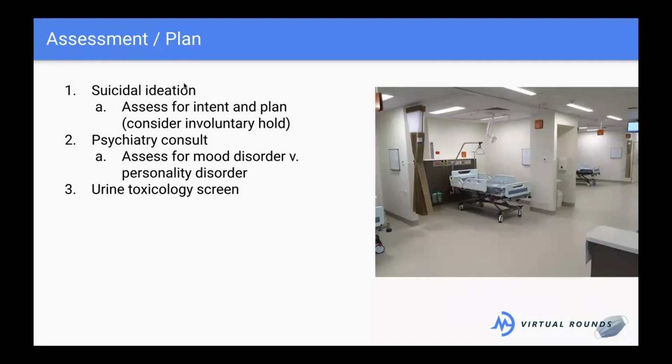So we might Baker Act her if we were in Florida, for instance, and involuntarily hold her for these suicidal ideations. Then, of course, we will consult psychiatry, which is us today, and we're going to look for probably mood disorder, which again is bipolar depression usually, versus a personality disorder. And then I'd like to do a urine tox screen on her. Someone mentioned substances. She's behaving kind of erratically. Maybe she said no cocaine, but she's super on cocaine right now.